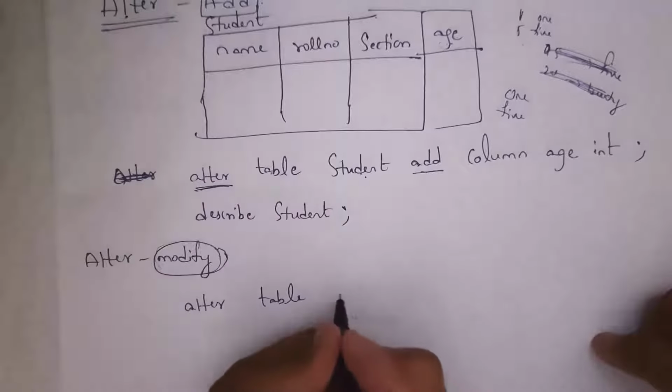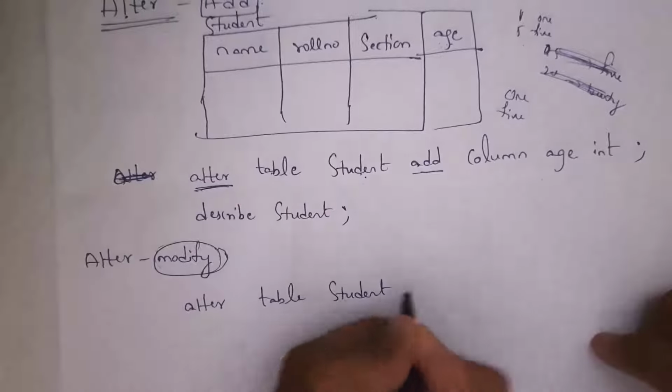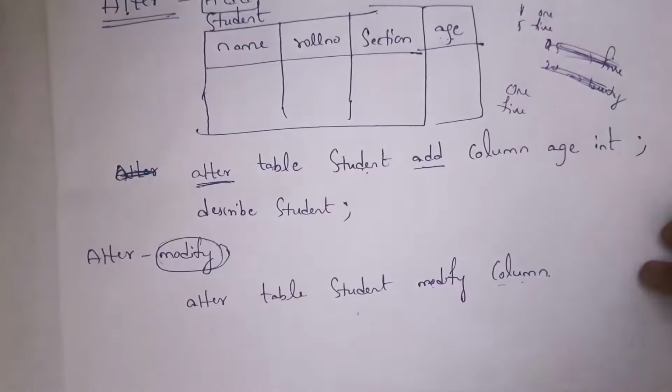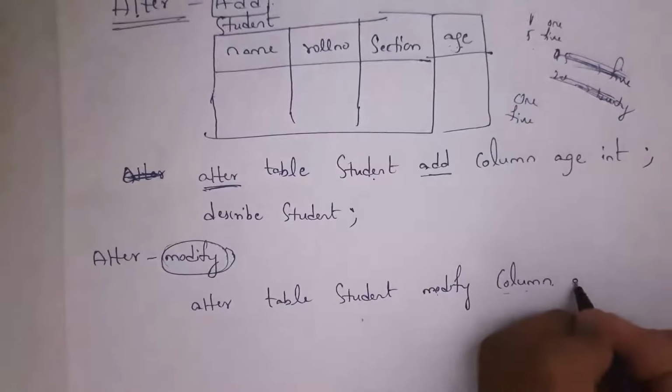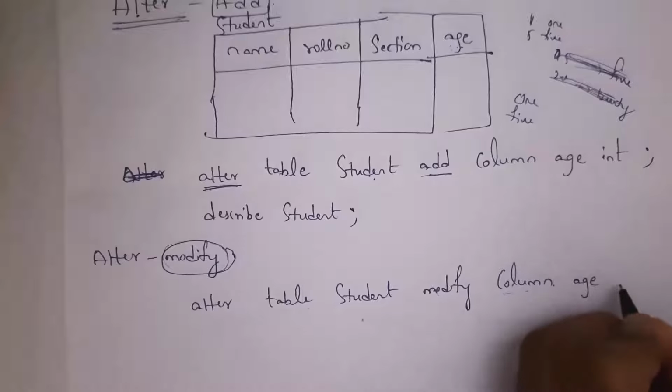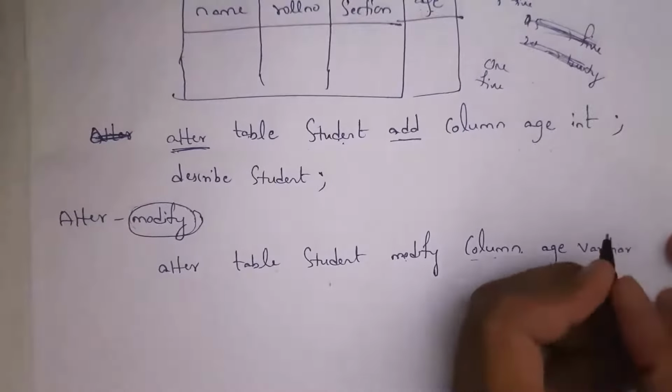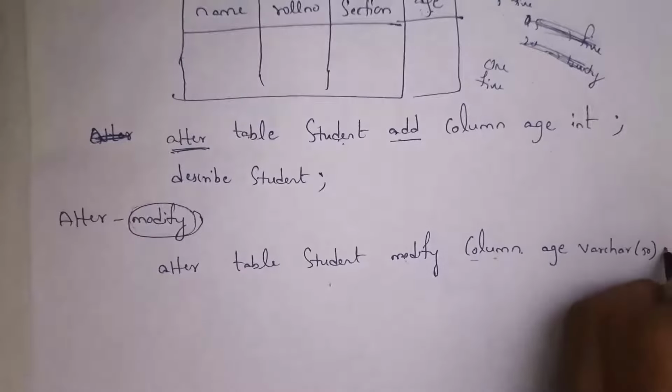So alter table, table name, my table name is student, modify column. I want to change the data type of the age column. So just write here the column name, that is age, and here you need to give the new data type. Here I want to give the new data type, that is varchar, and I want to give a size up to 50, and give semicolon.